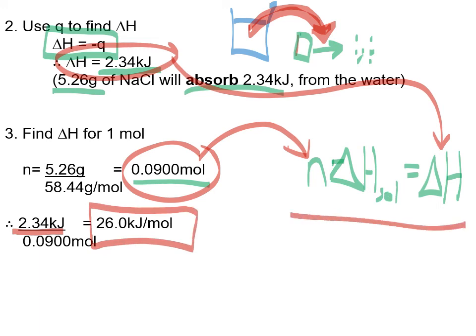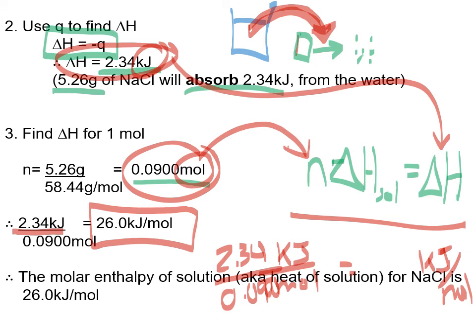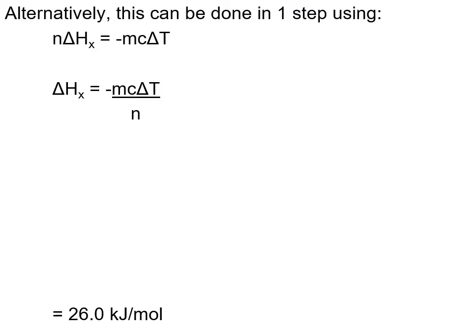Now you don't have to memorize the equation, because we have the kilojoules and we have the moles, and if you want molar enthalpy, then you just take the kilojoules and divide by the moles, the 2.34 kilojoules divided by the 0.0900 moles, and your answer is in kilojoules per mole, which is the molar enthalpy for this salt. So the molar enthalpy of solution, also known as the heat of solution, for sodium chloride is 26.0 kilojoules per mole. That's it broken up into steps.